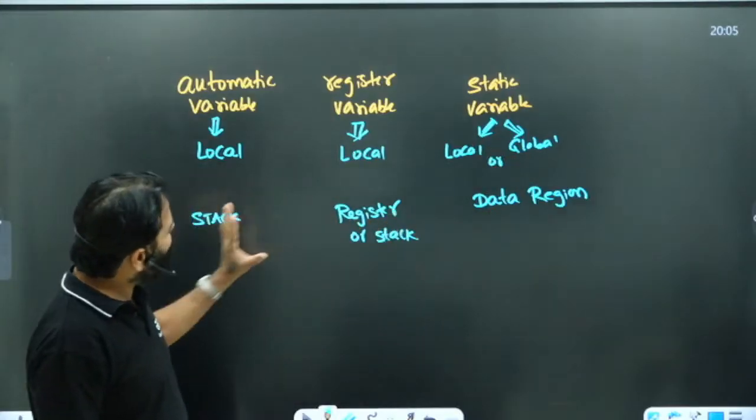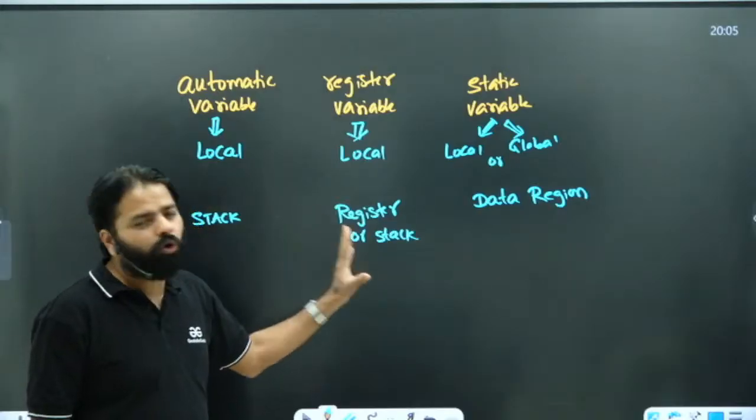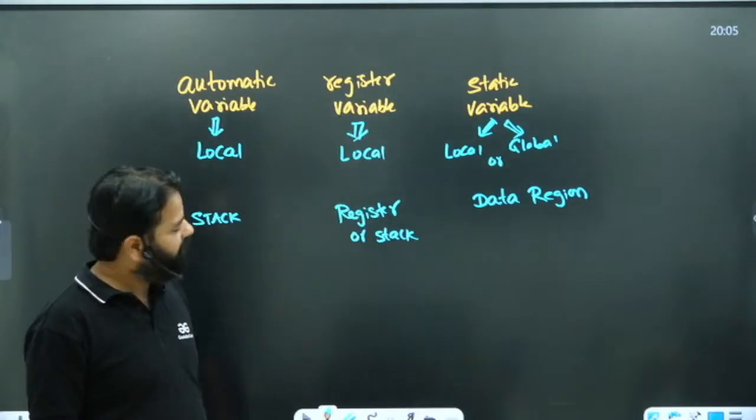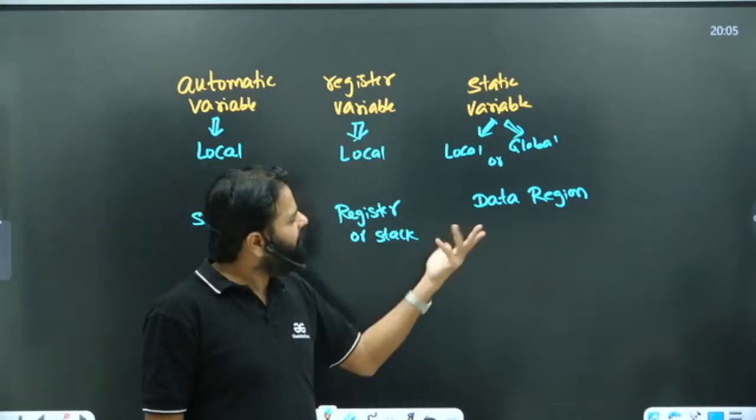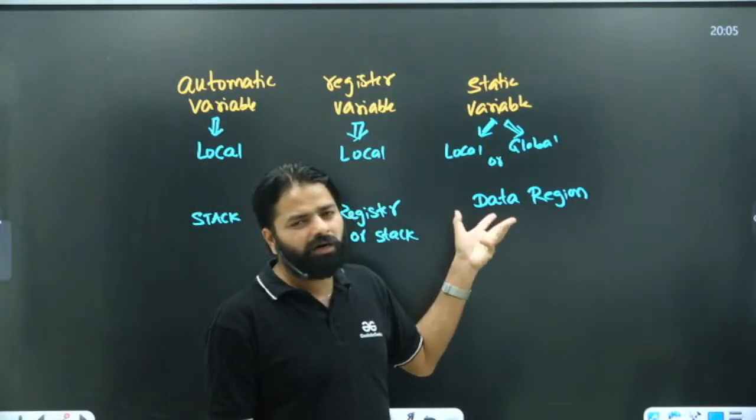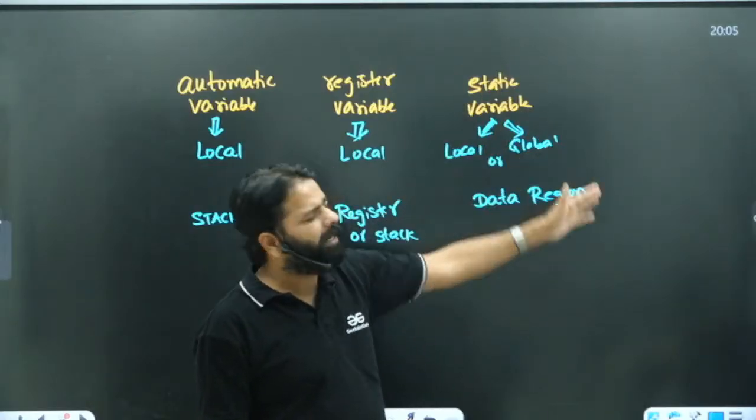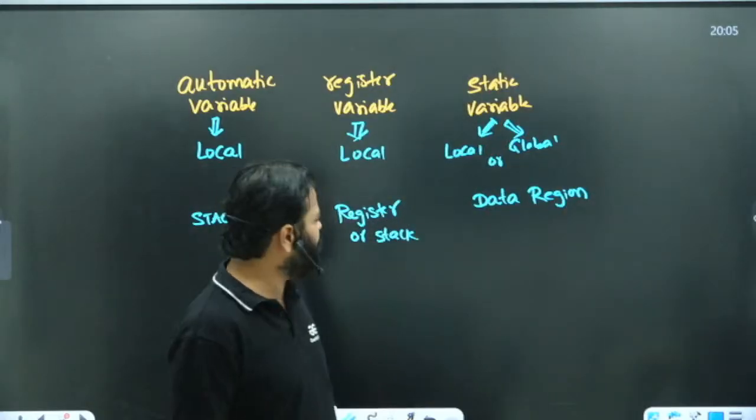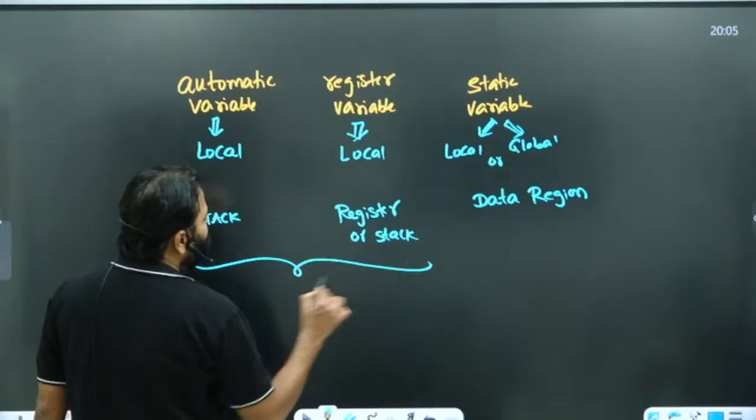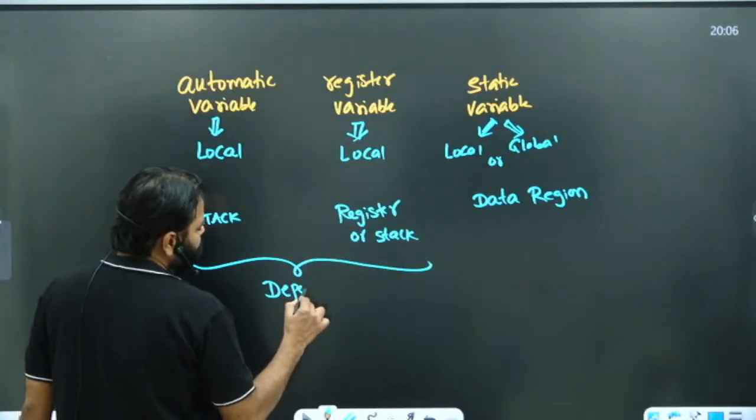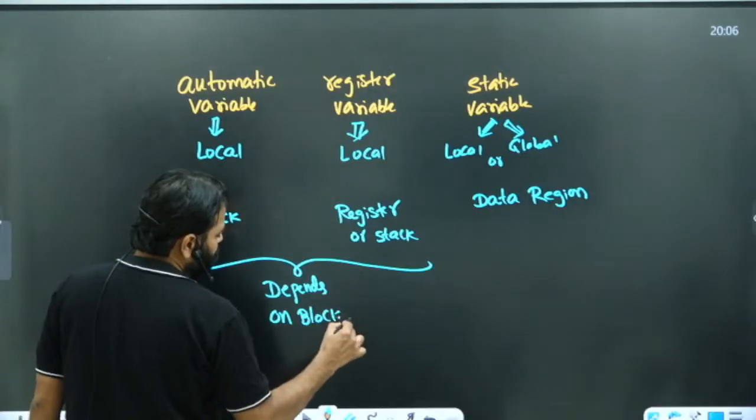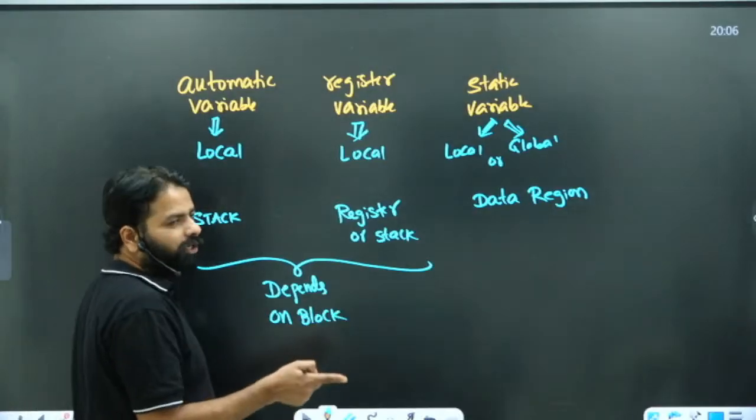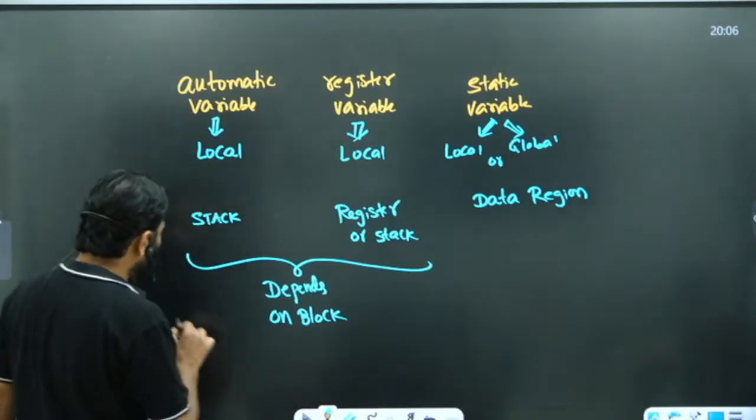This memory will depend on the scope, like block, right? If it is within the block, when you are exiting the block, the memory will be deleted. There is no such thing here, like block or function. It only depends on program execution, right? This too depends on block execution. The memory creation and deletion both depend on the block, right?